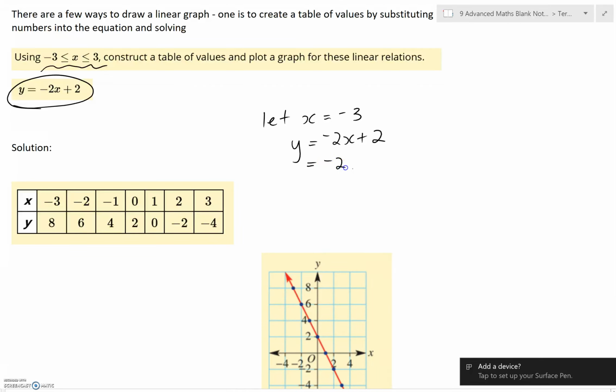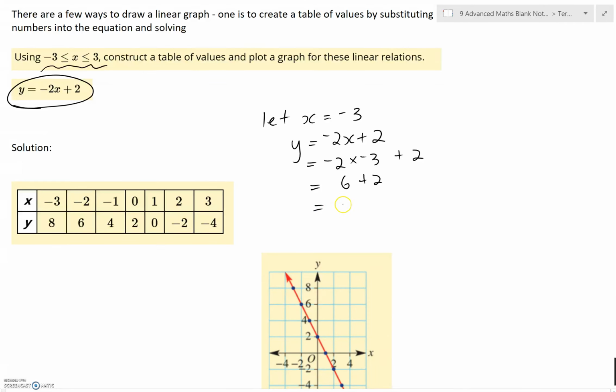So that equals -2 times -3 plus 2. Now, order of operations tells us to do the multiply first. So -2 times -3 is, of course, +6, because we've got a negative times a negative. And our value when x equals -3 is 8. And you can see that's just been entered into the table.